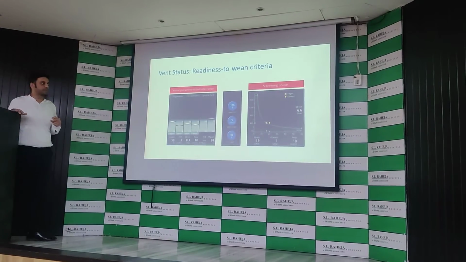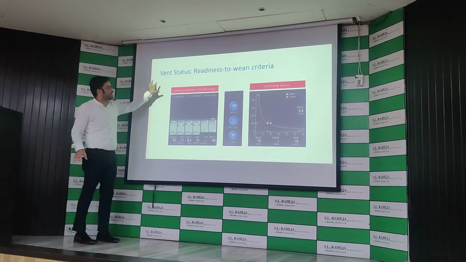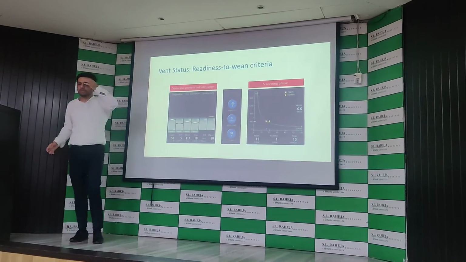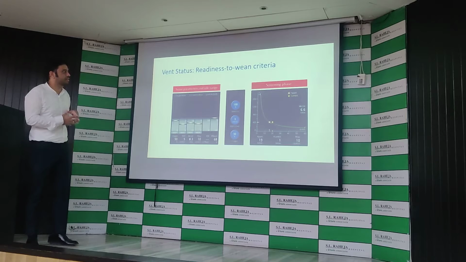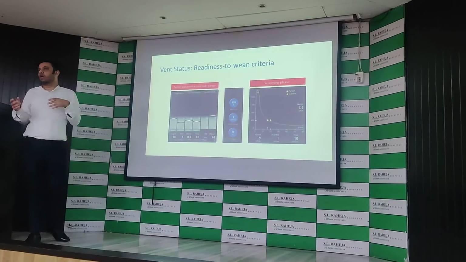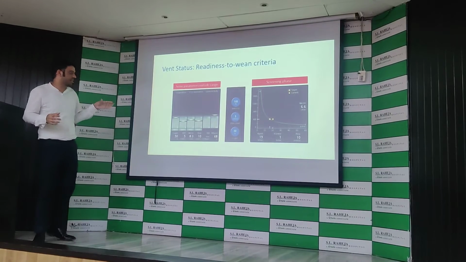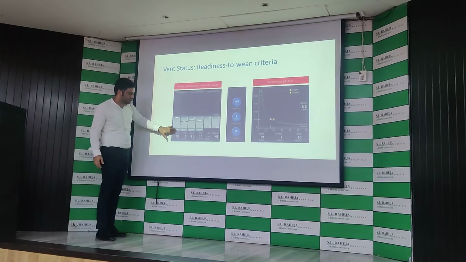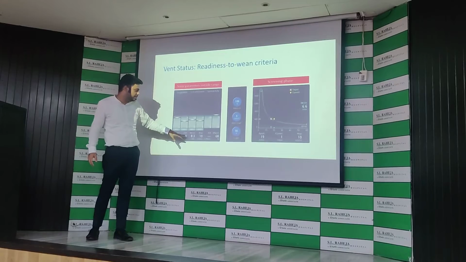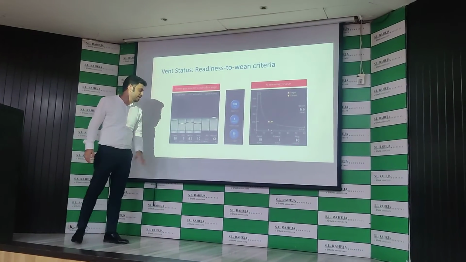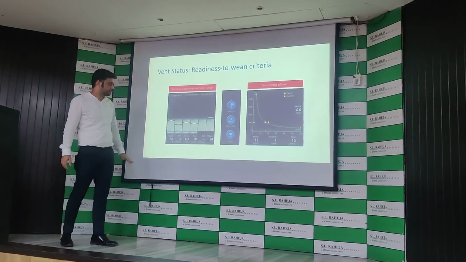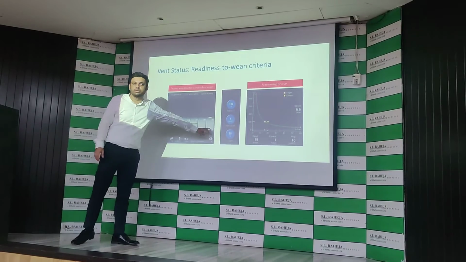So here is the weaning criteria or vent status. Vent status basically helps us to analyze how fast our patient is ready to wean, or whether our patient is ready to wean or not. This vent status includes the patient's oxygenation status, the levels of PEEP set, the minute ventilation, the inspiratory pressure, and the percentage of spontaneous breathing.